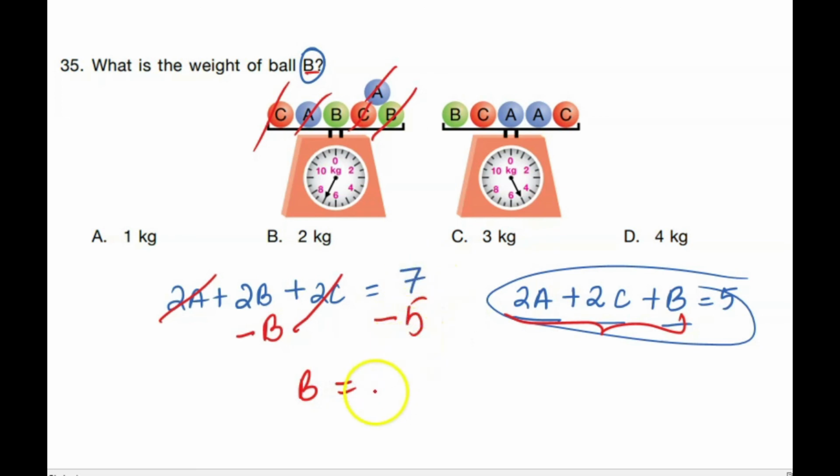The weight will be 5 less. So 7 minus 5 means 2 kg. The weight of ball B will be 2 kg. Option B is the correct answer.